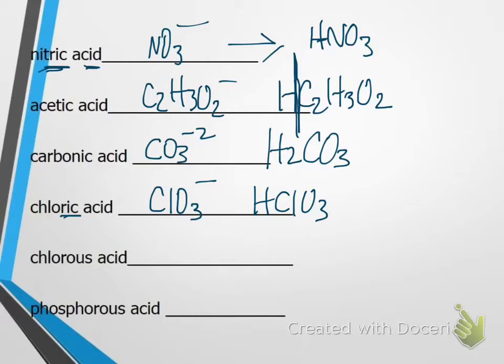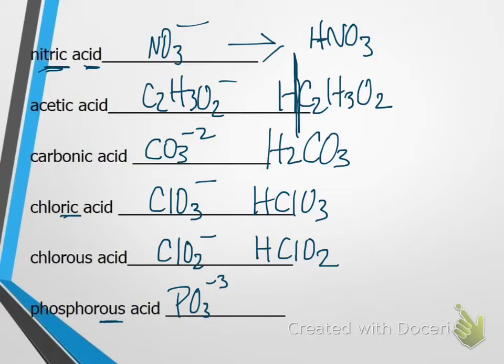So HClO3. Just need one hydrogen. Chlorous acid is coming from chlorite, which is ClO2 negative. Again, I still just need one hydrogen. And then phosphorous acid is coming from phosphite, which is PO3 minus 3. How many hydrogens do I need? 3. H3.